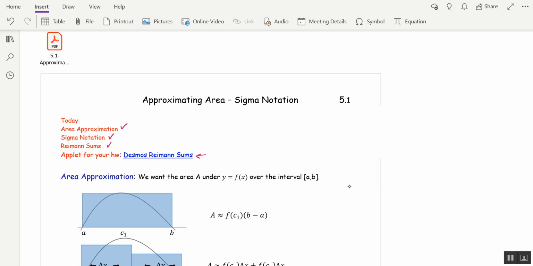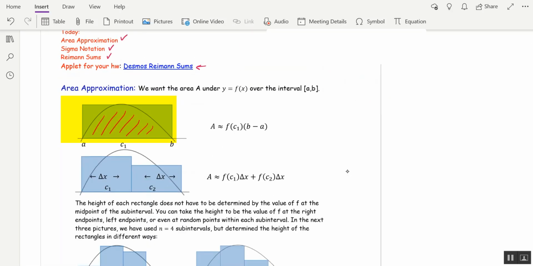Suppose we want the area underneath this curve here. One really crude way to approximate that area is to compute the height of the curve at C1, that would be f of C1, and multiply by the length of the interval from A to B, that's B minus A, and that would give us the area of this whole rectangle, and that would approximate the area underneath the curve.